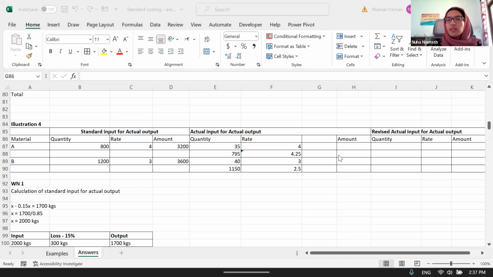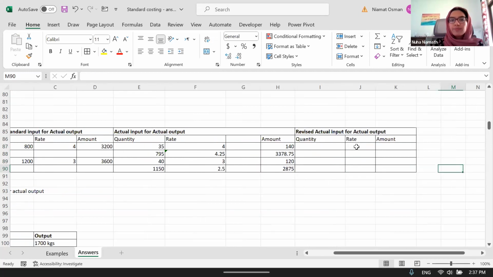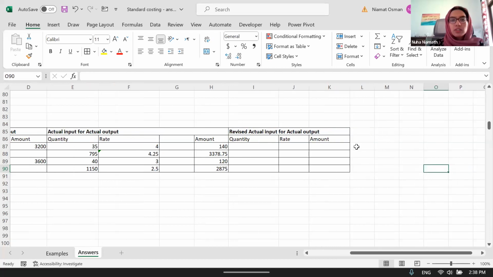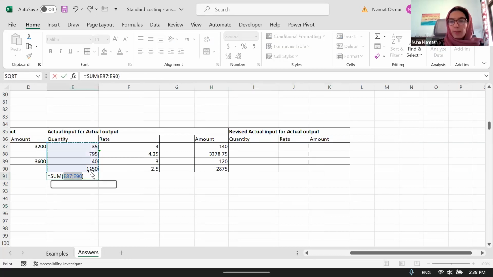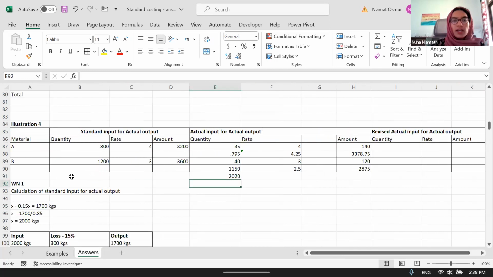Okay. So now we get the amount here. 35 into 4, that's 140, 3378, 120, and 2875. All right. Now coming to our next part, which is the different part, which is revised actual input. So we have our total quantity here, isn't it? And we have our actual quantity.